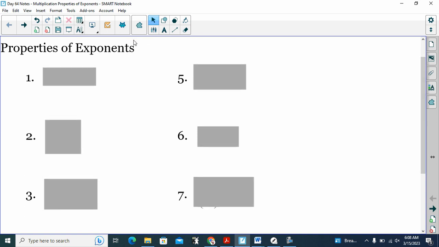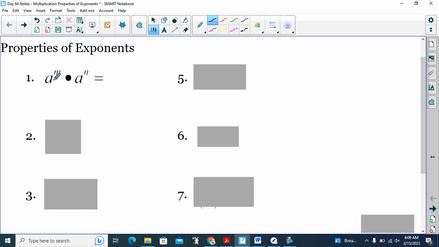The first property of exponents we're going to talk about says a to the m times a to the n. Notice I have exponents here. Notice also the thing I'm raising to the exponent, in this case a, is the same for each. So if I have 2 things, they have the same base, and I'm multiplying. That's something that might look like this.